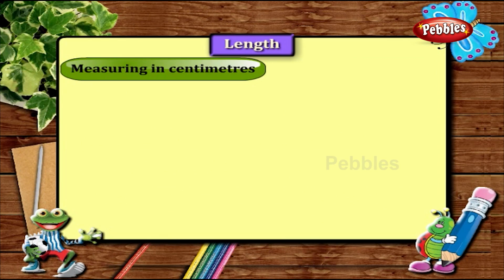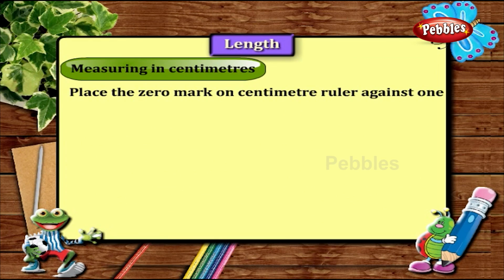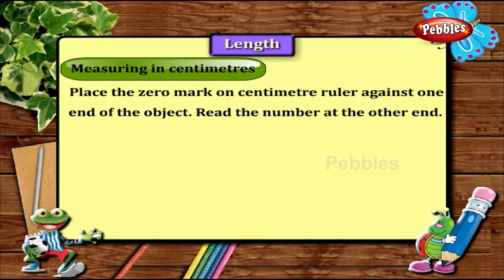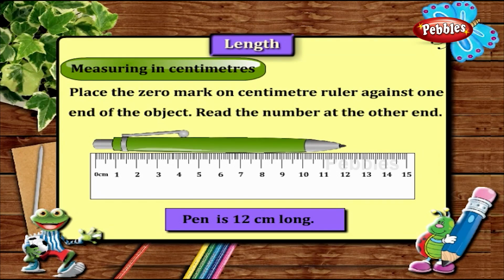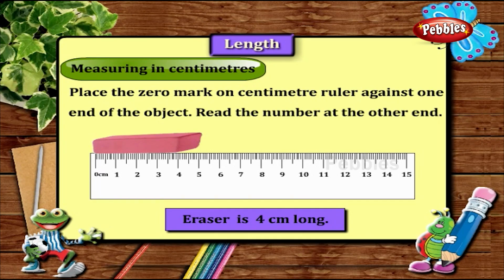Measuring in centimeters. Place the 0 mark on the centimeter ruler against one end of the object. Read the number at the other end. This pencil is 14 centimeters long. This pen is 12 centimeters long. This eraser is 4 centimeters long.